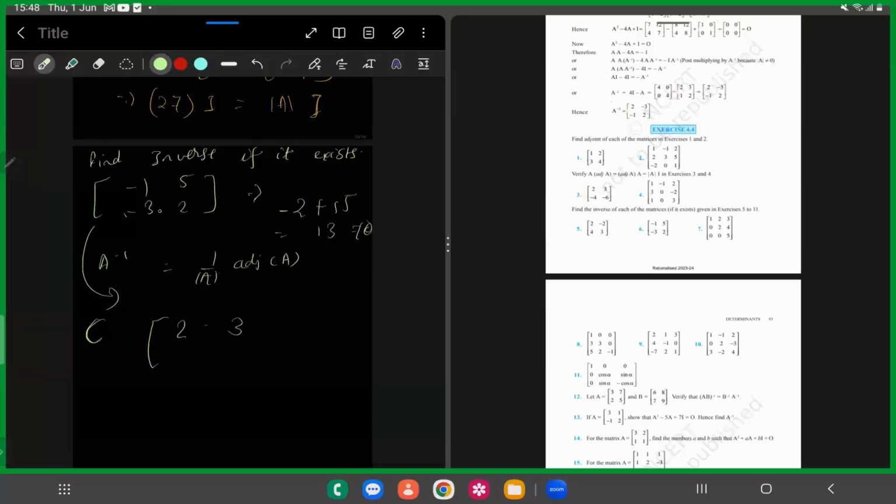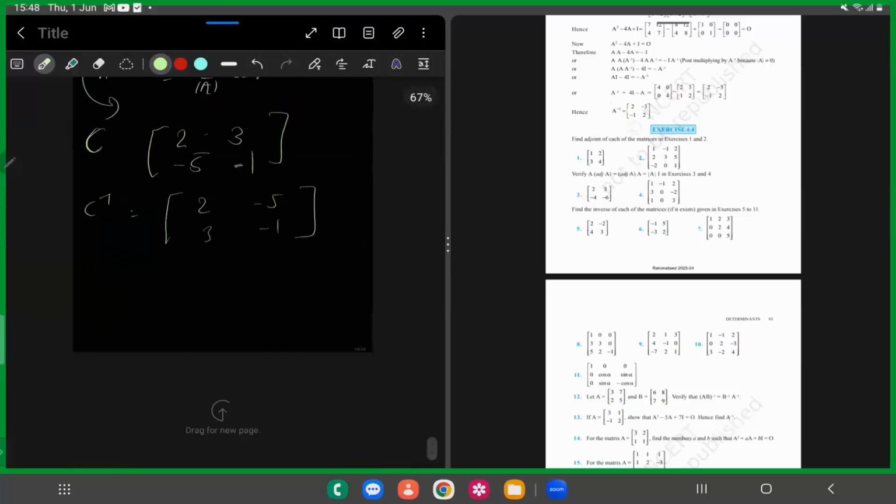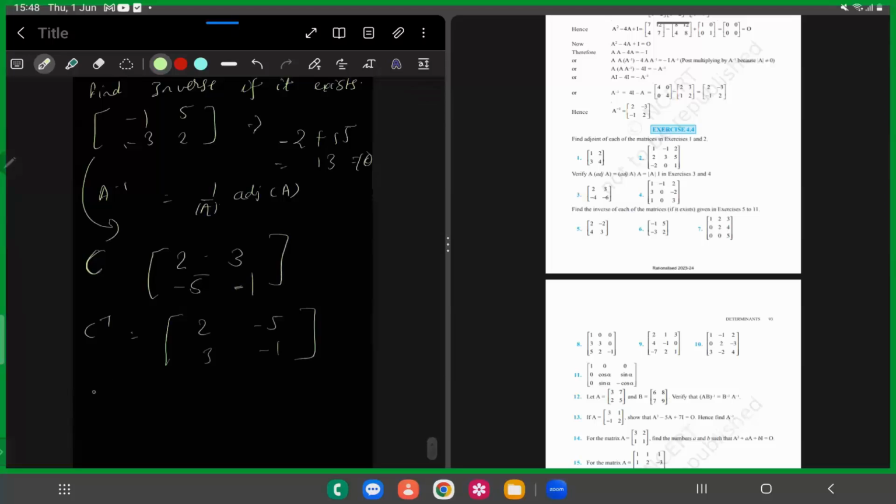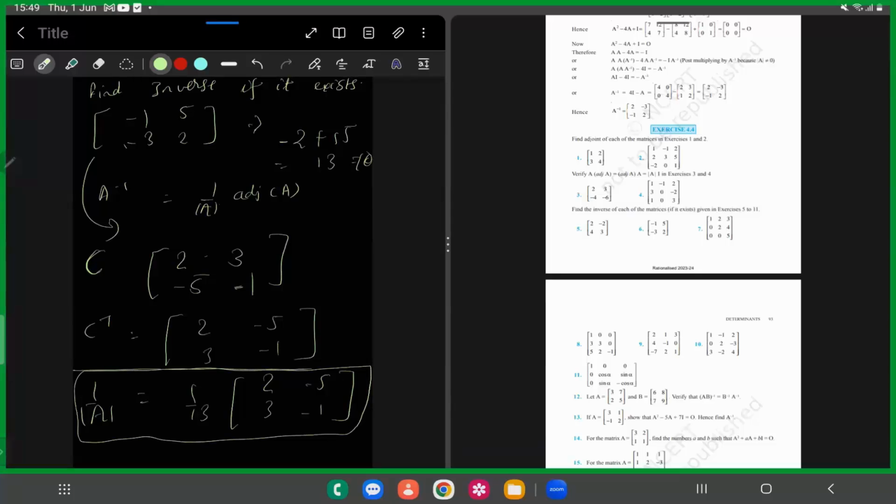For this it would be minus of -5, and for this it would be -1. Okay, and if we take the transpose of this matrix, this would be 2 -5 3 -1. If we multiply it by 1 by determinant of A, then this would be 1 by 13 times 2 3 -5 -1. So this would be A inverse, our final answer for the A inverse.